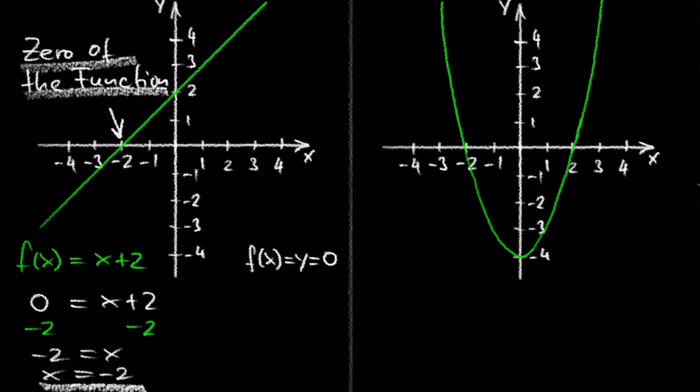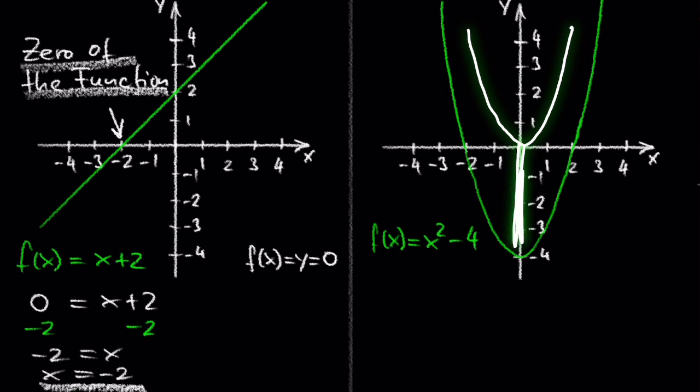Let's look at the next example with the function f of x equals x squared minus 4. What does the graph of this function look like? And what are the zeros of this function? The graph of this function is the basic parabola shifted 4 units down. Now, what are the zeros of this function?